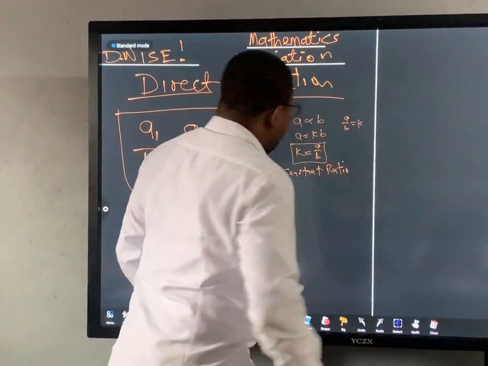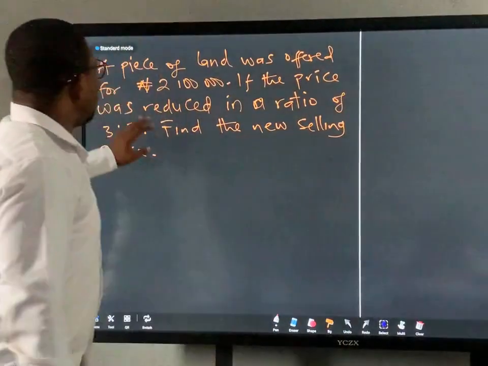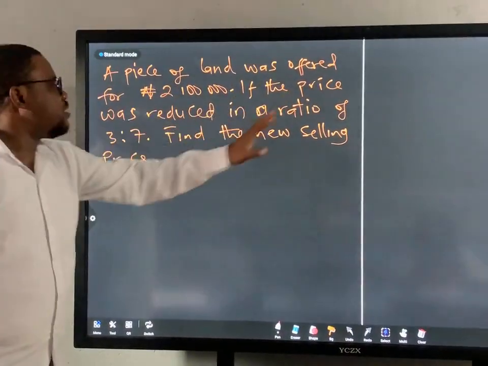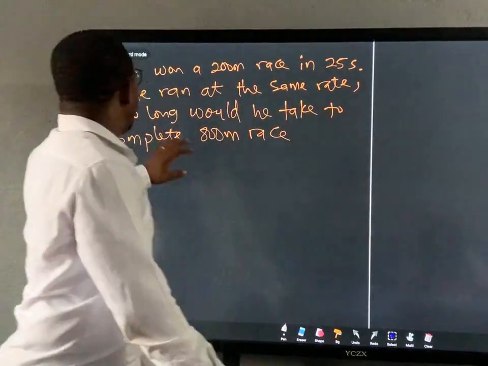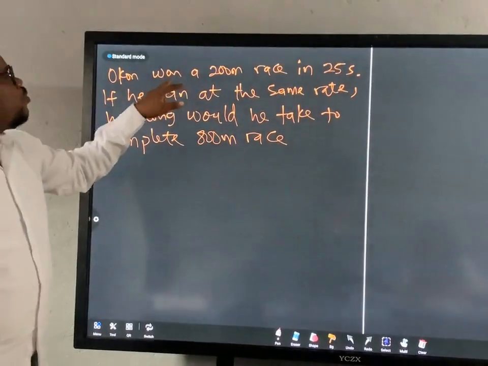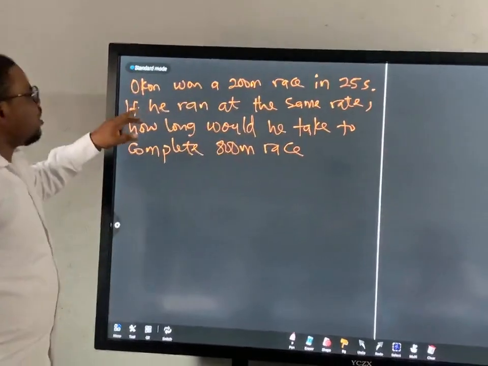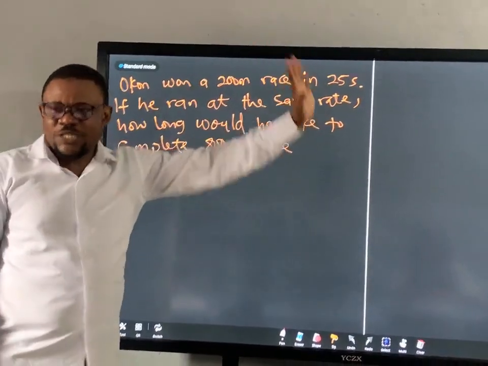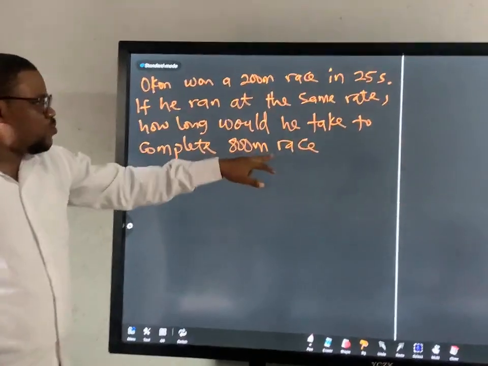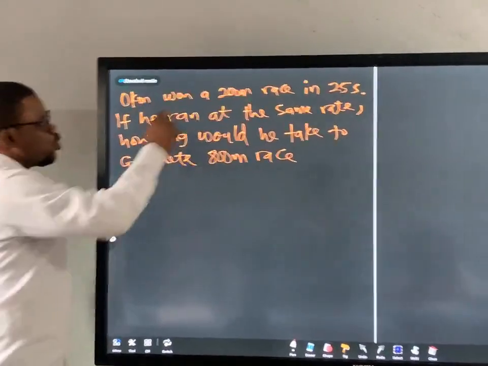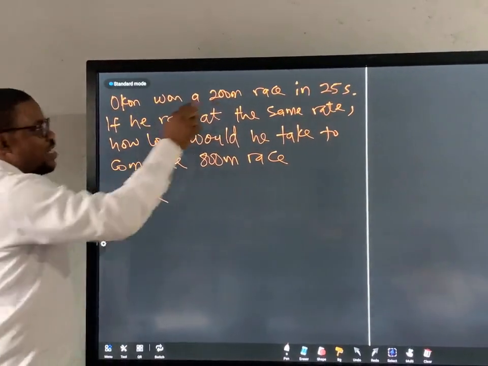Let's see how we can apply this in one of the questions that we had earlier on. Okon won a 200-meter race in 25 seconds. If he runs at the same rate, the speed is constant, all other factors being constant, how long will it take him to complete an 800-meter race? So I know that I'm talking about distance. Let's call distance x, and let's call time T.